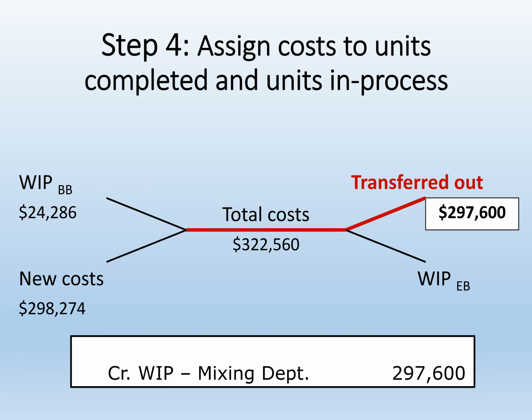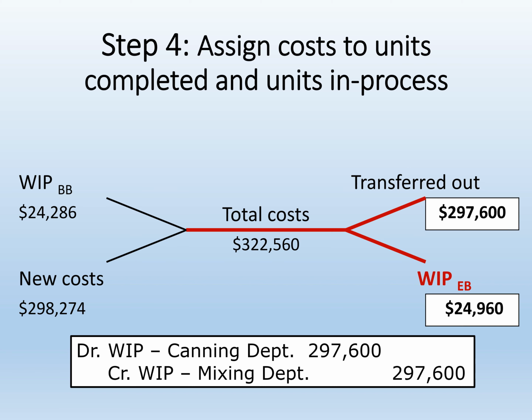These units are leaving the mixing department, so we're going to credit work in process for the mixing department for the value of the materials and conversion costs in those units, and debit, increase, the work in process in the canning department for the same amount.